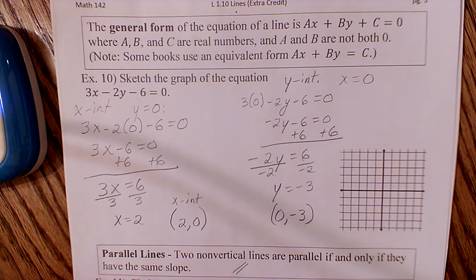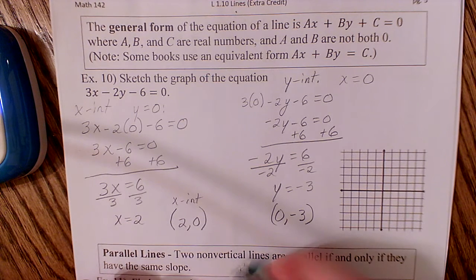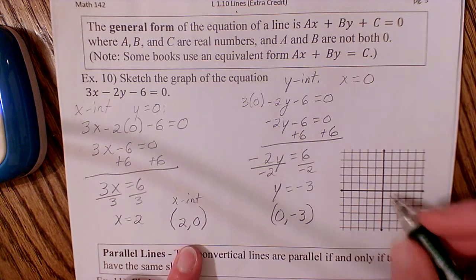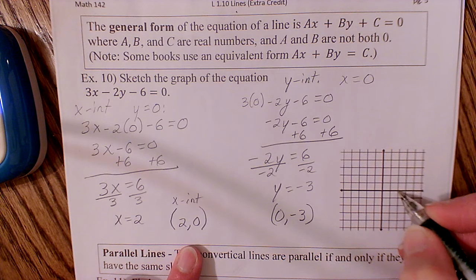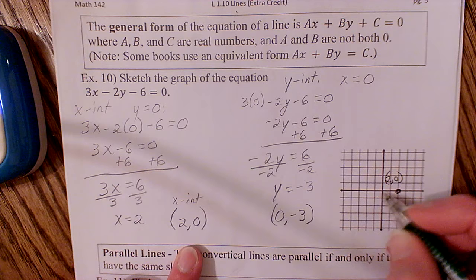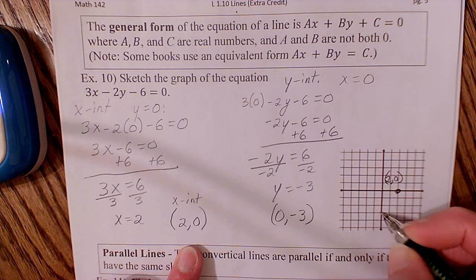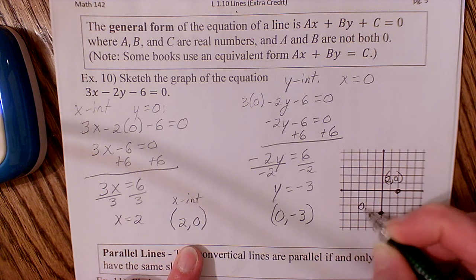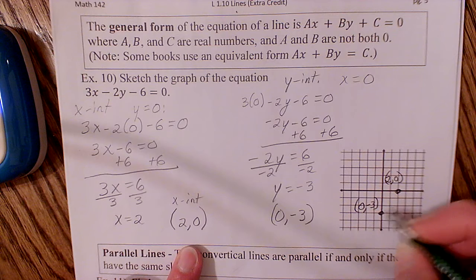Now we need to graph this. We were told to sketch a graph, and so we can put those 2 points on our graph. So we'll go to (2, 0), put that point on our graph. We'll go to (0, negative 3), 1, 2, 3, put that point on there, connect those 2 points, and voila, our line.